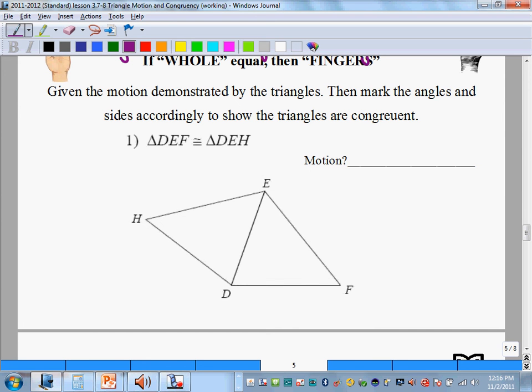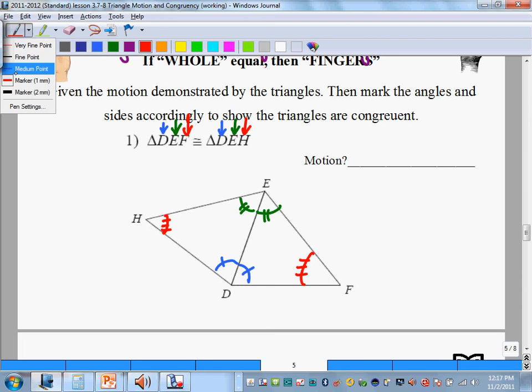Okay, we're right here at the bottom. Using your first color, it says angle D is congruent to angle D. Sweep D, sweep D. Using your first color. Pick up your second color. E is congruent to E. Notice it's exactly the same position. E congruent to E. Last color. F is congruent to H. That's your three congruent angles.